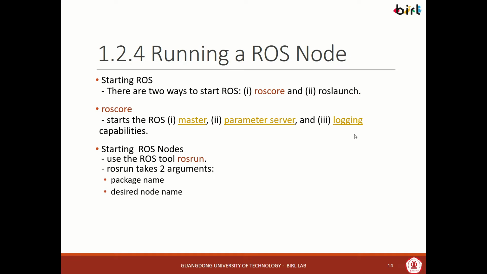Now, once we have started ROS, we want to run a node. And to run the node, we can use a ROS tool called rosrun. rosrun will take 2 arguments. Number 1 is a package name. Remember that one package can have more than one node. So first we give a package name, and second we give the desired node name. This is the name that we included in the CMakeLists file in order that we can find it.